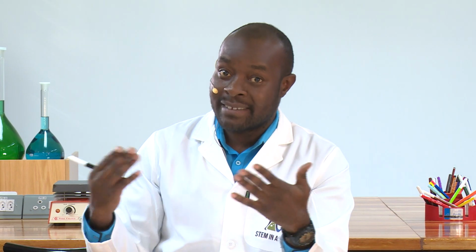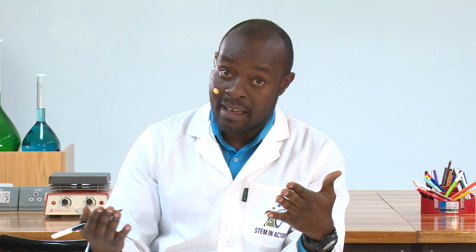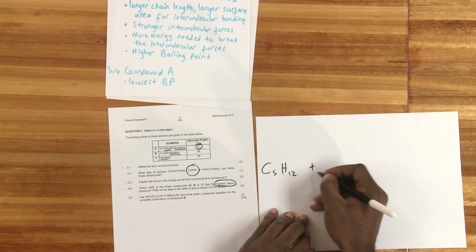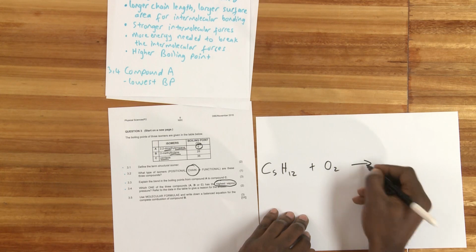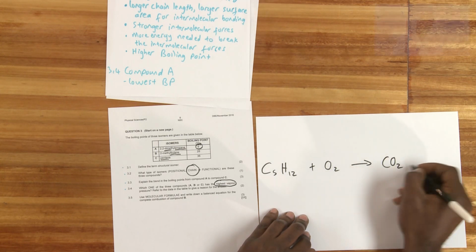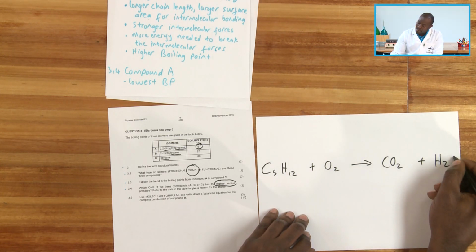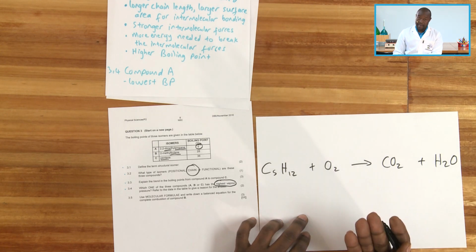So every time you have a combustion reaction, it means you are reacting your organic compound with oxygen, and you always form carbon dioxide and water. Those are the two products that you produce if you burn a hydrocarbon. So we are adding oxygen, and we are going to get carbon dioxide plus water, and you need to balance it.